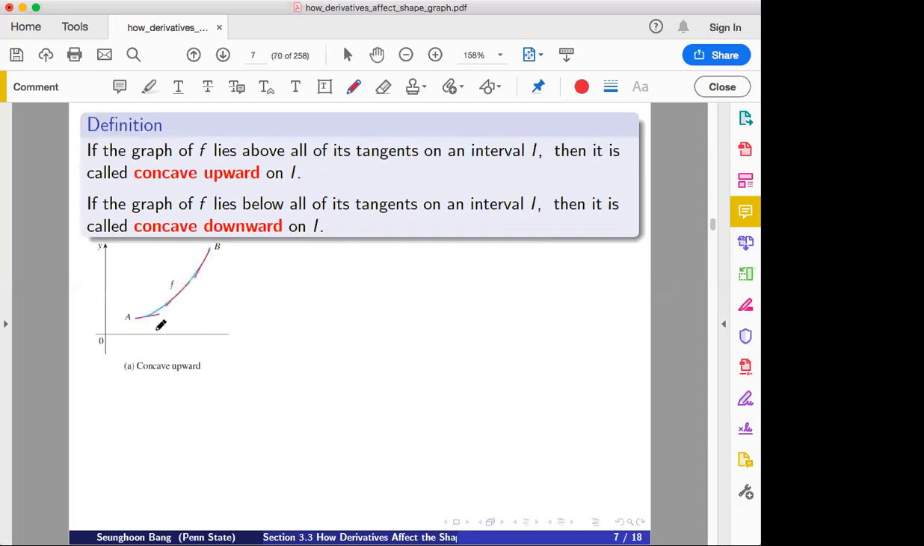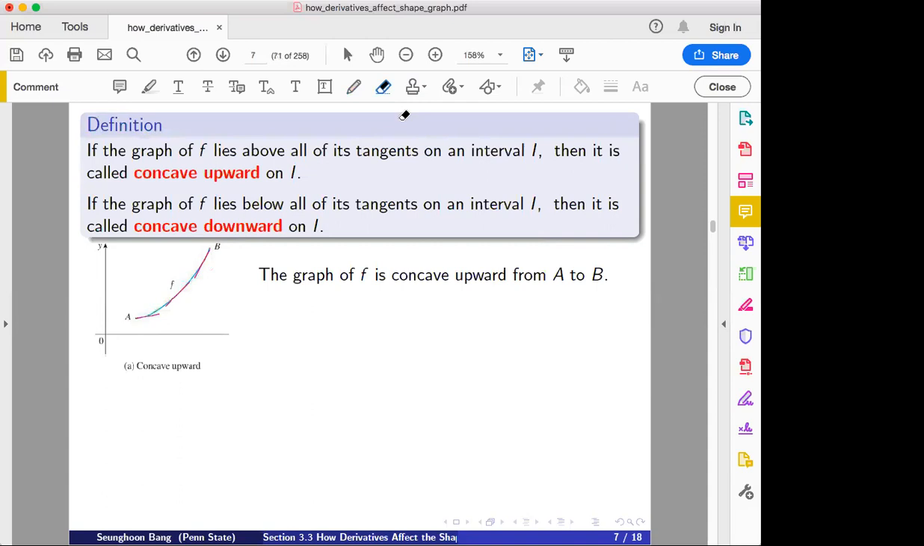So it's right. You can choose a point here and draw a tangent line. What happens? All points on the curve are exactly above the tangent line. Like this one is above the tangent line, right? You can choose this point too, and draw a tangent line like this. This point is above the tangent line. Okay, this is concave upward.